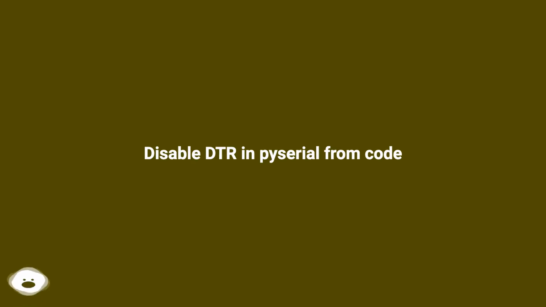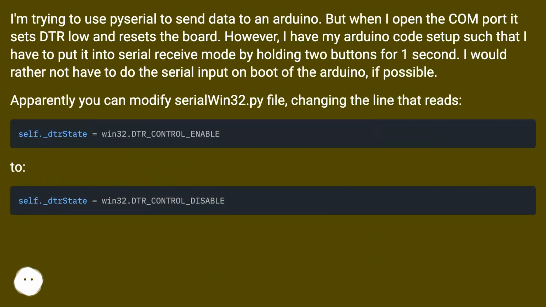Disable DTR in Pyserial from code. I'm trying to use Pyserial to send data to an Arduino. But when I open the COM port it sets DTR low and resets the board.